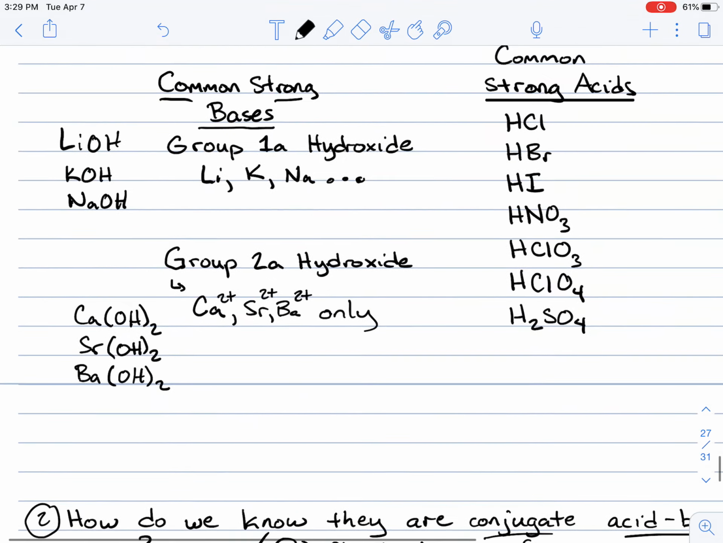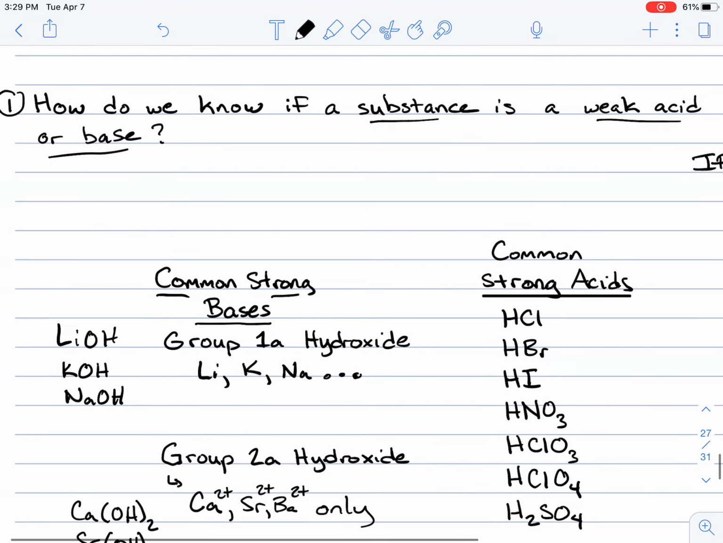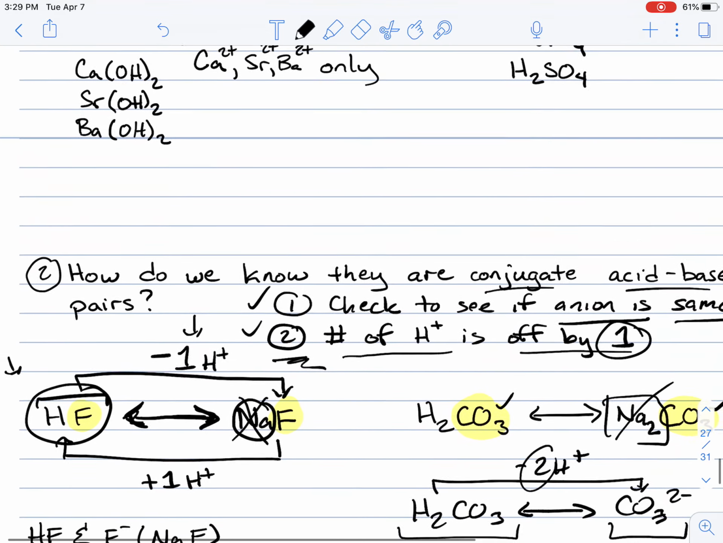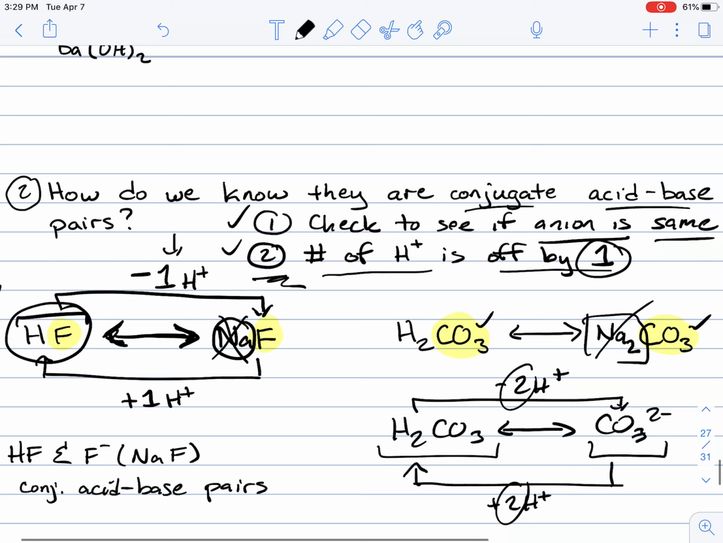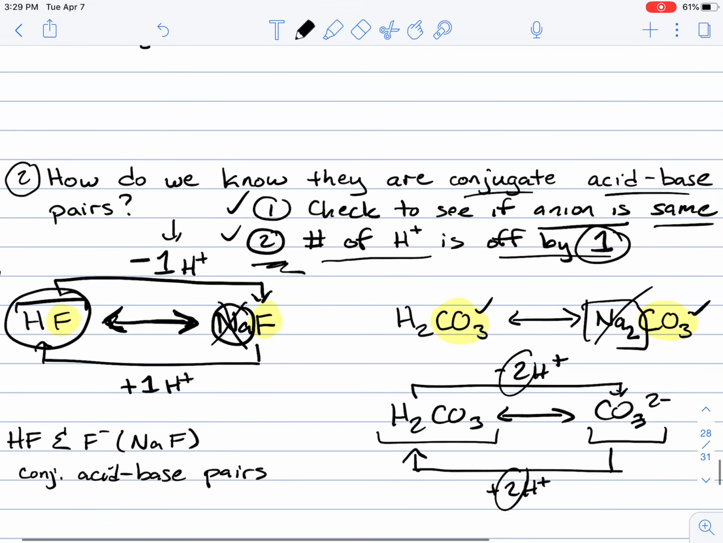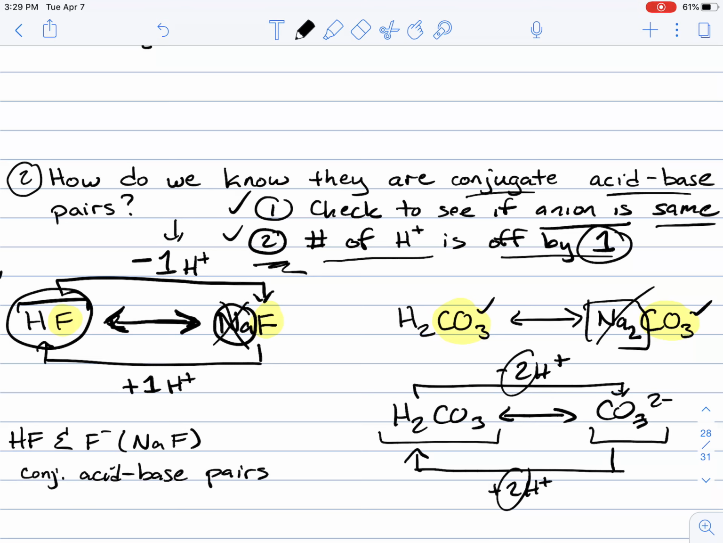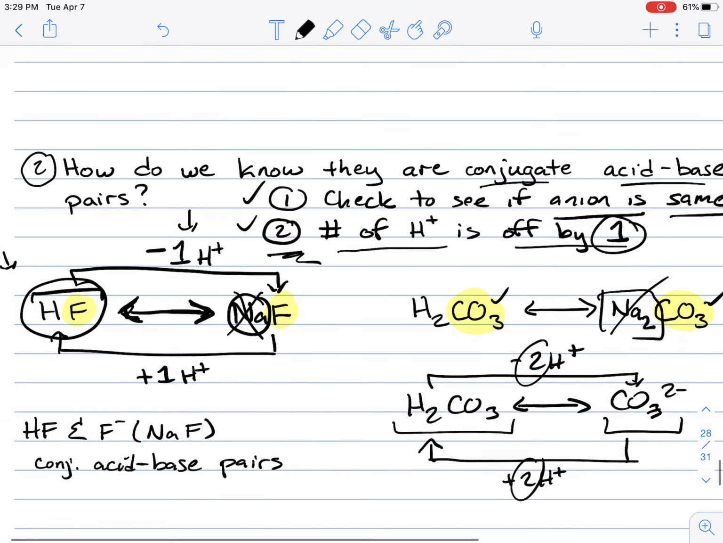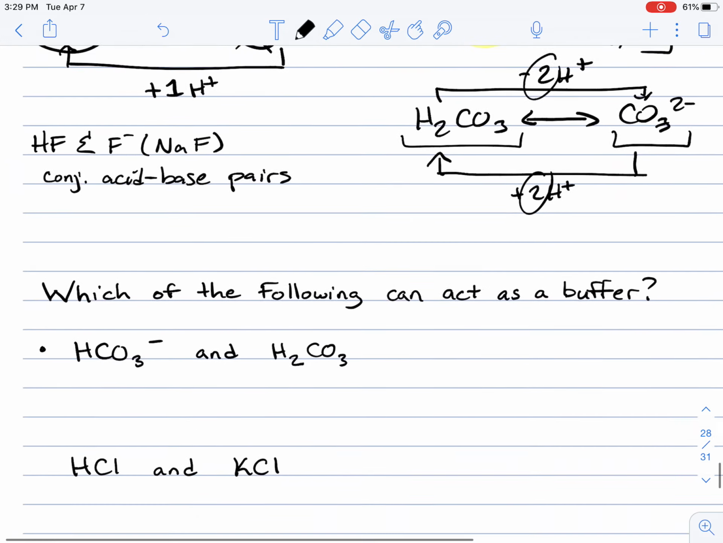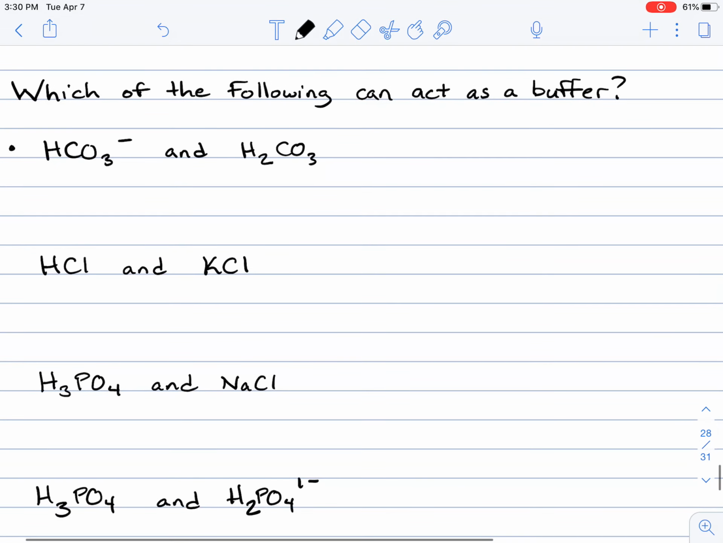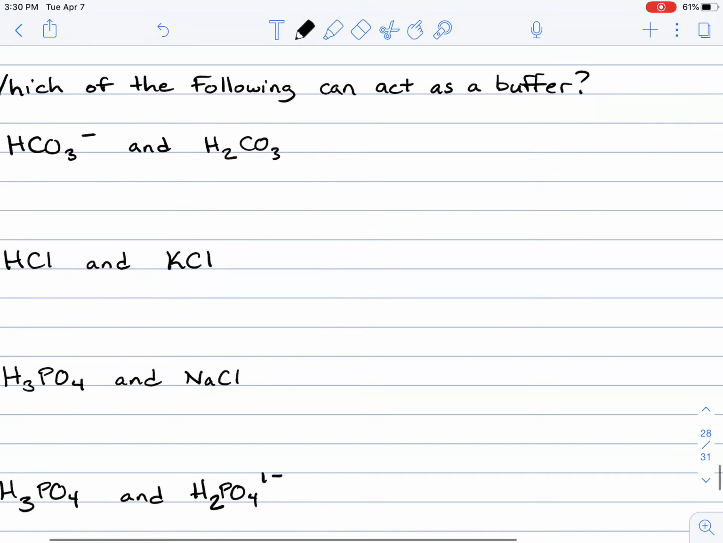So hopefully by going through those 2 common questions, you understand how to identify if the substances presented to you are conjugate acid-base pairs, and if they're weak acids, weak bases, or strong acids, strong bases. The reason why I went through those 2 questions is because you need to be able to determine if each of these following compounds, or each pair of compounds, can act as a buffer in solution.